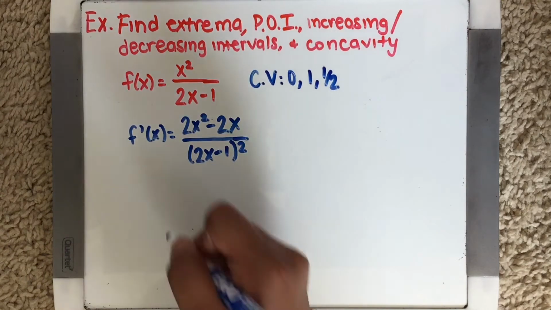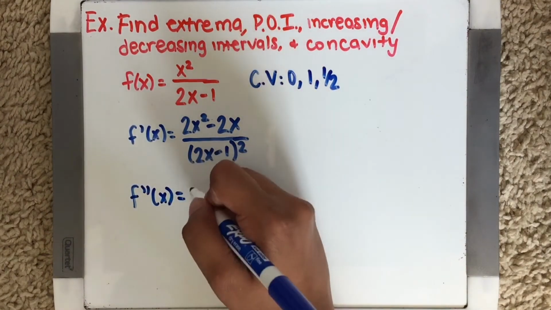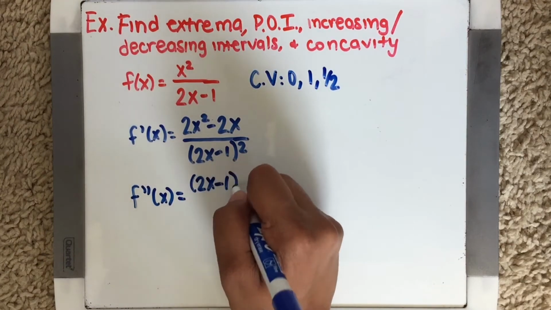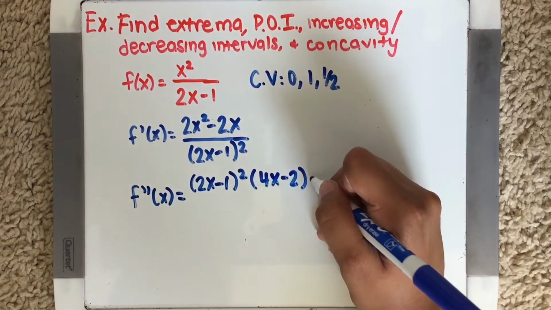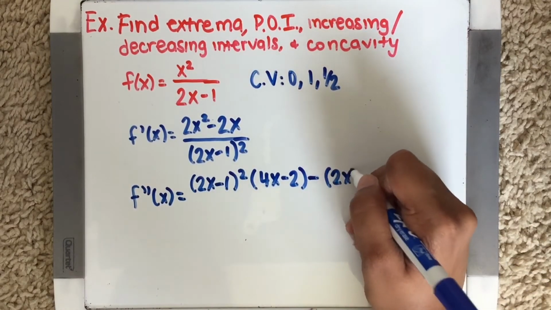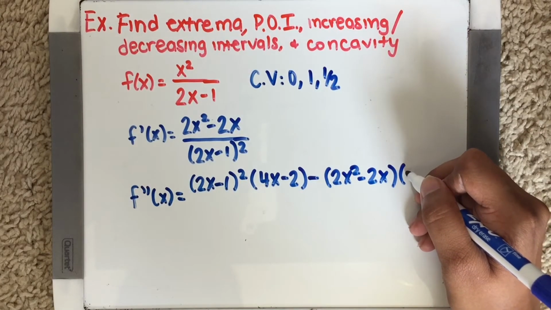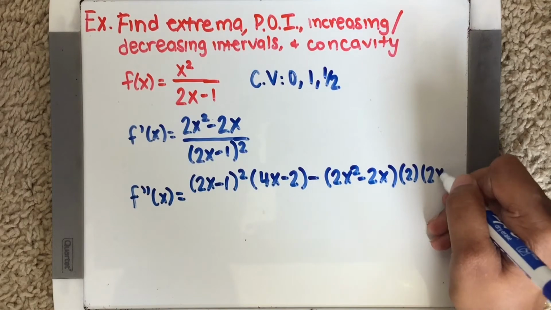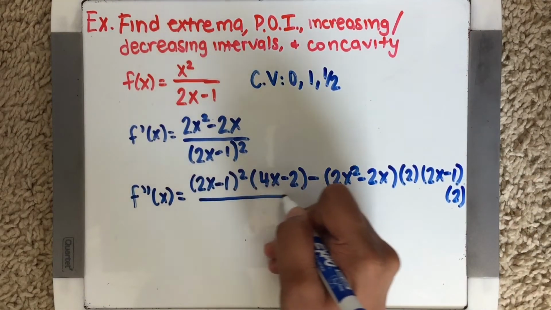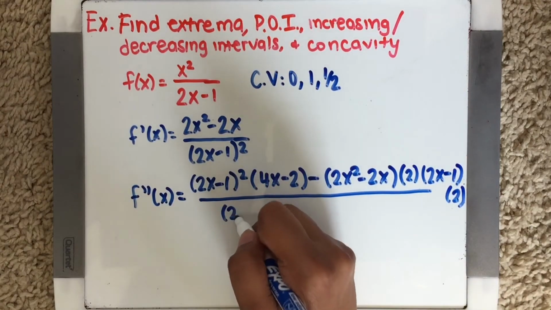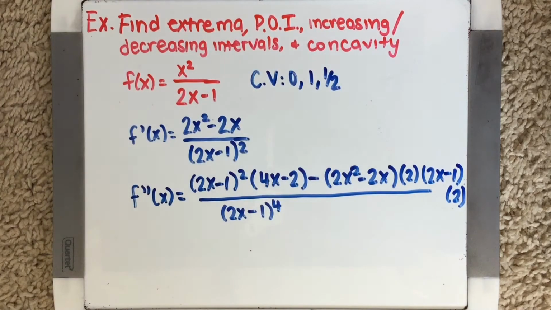In this case, we must use the quotient rule again. F double prime of x equals low, 2x minus 1 squared, d high, which is 4x minus 2, minus high, 2x squared minus 2x, d low. We must use the chain rule. Bring the power down, subtract the power by 1, and multiply by the derivative, and all of this must be divided by the square of 2x minus 1 squared, giving us 2x minus 1 to the 4th power.